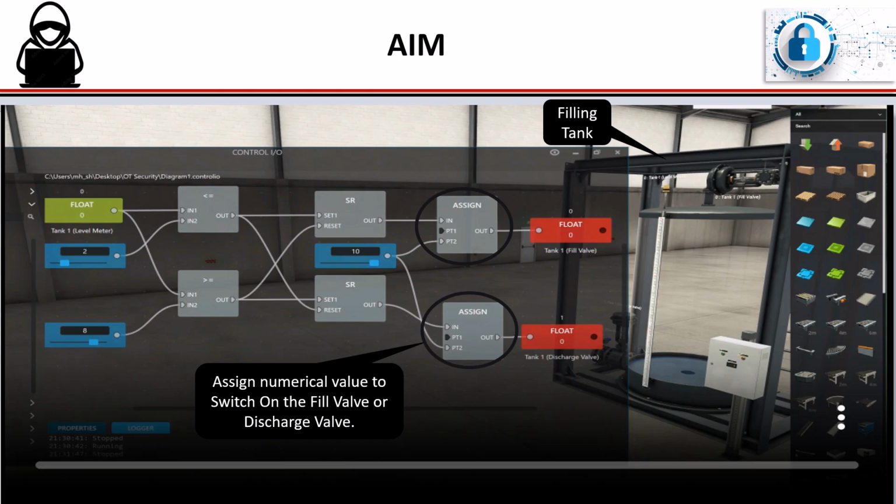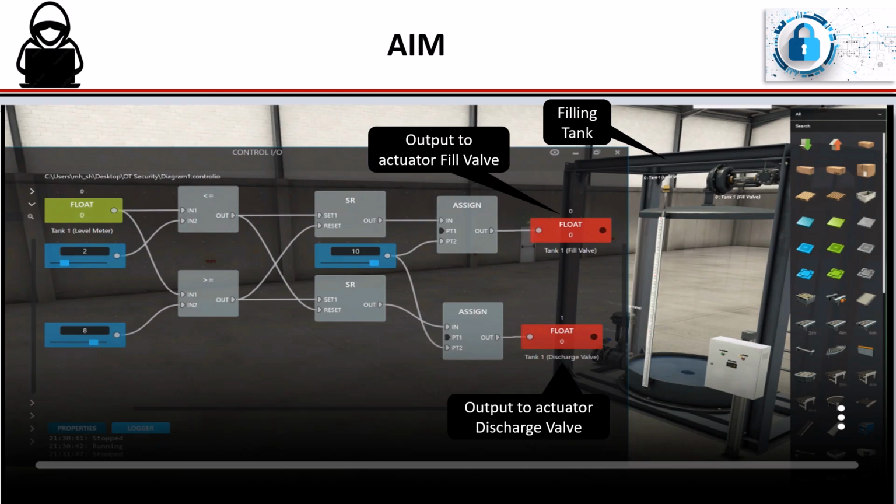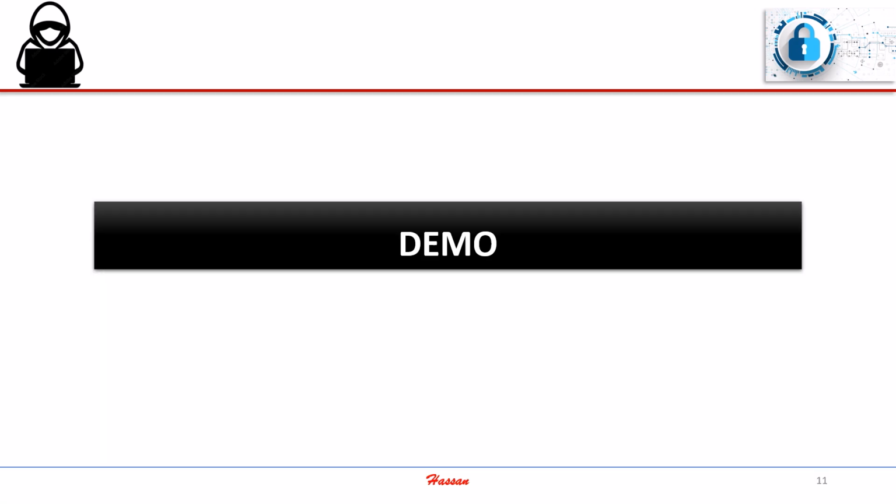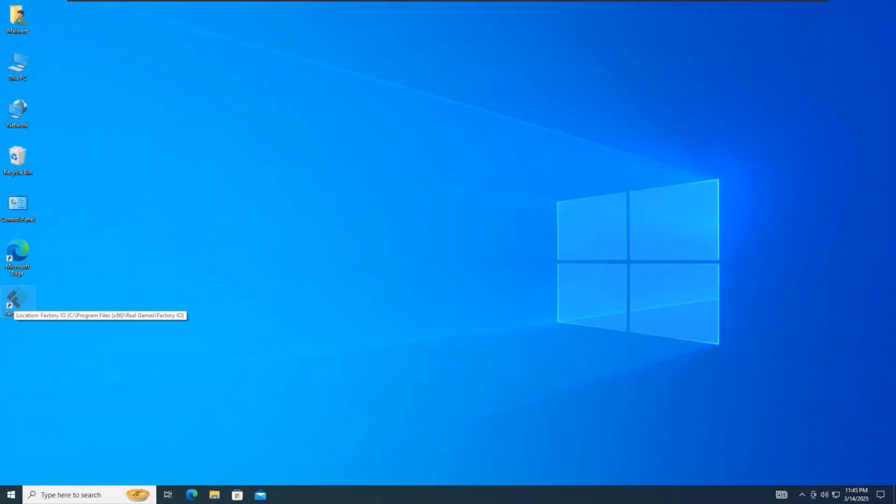Assignment blocks. These assign values to the fill and discharge valves. Valve outputs. These control the opening and closing of the valves based on the current water level. Now, let's move to Factory I/O and set up this scenario step by step. Now that we have installed Factory I/O, let's begin setting up our water treatment simulation step by step.